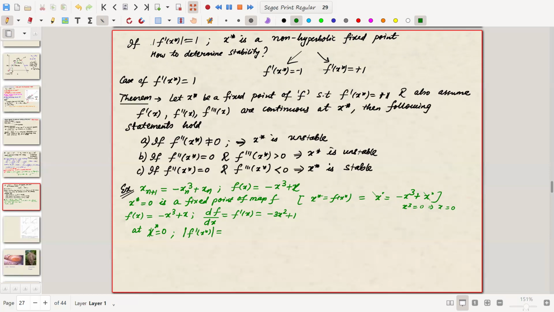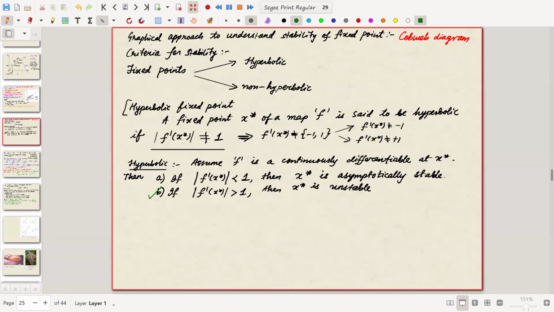X equal to 0 here. What are you getting? f prime of x star is equal to minus 3 into 0 square plus 1. That is 1. So your first theorem fails, because you can only use it if f prime is less than or greater than 1. You can't use this anymore.